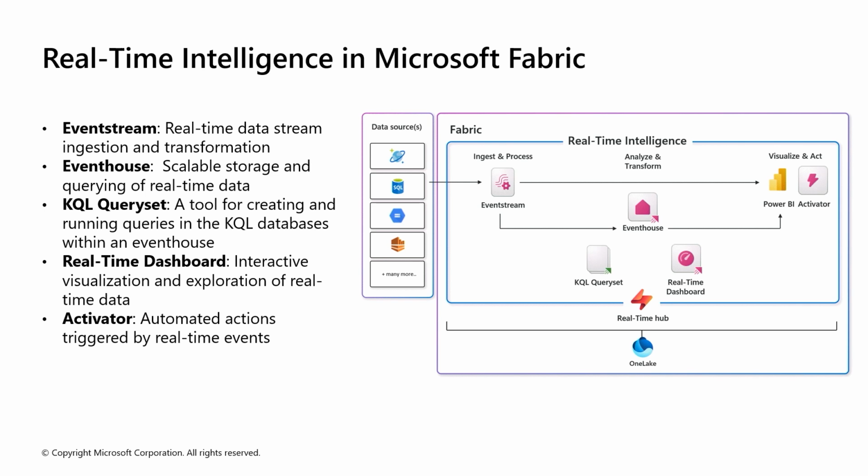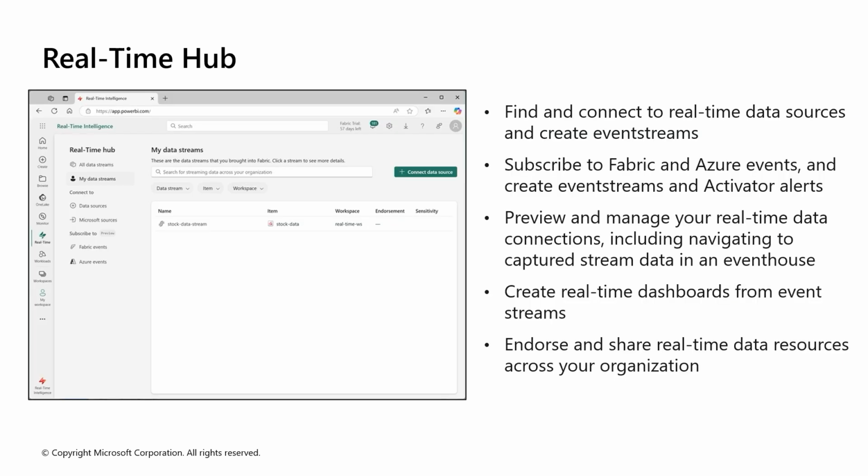Notice our diagram on the right shows the ingest and process done in Eventstream, while analyzing and transformation is done in the event house utilizing the KQL query set and real-time dashboard. Lastly, visualization and activation can be done in Power BI and Activator. Real-time intelligence is in the Real-Time Hub in OneLake.